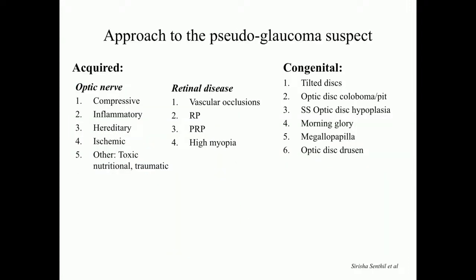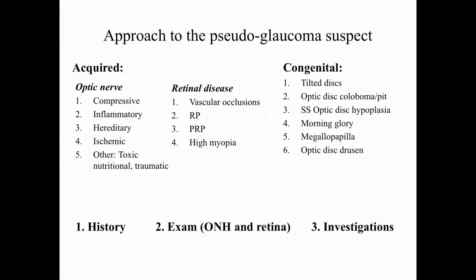So then how do you approach the pseudoglaucoma suspect? We go back to our main history, exam, and investigations. So now that you have this list, always be thorough on your history. When you examine, of course, you're going to do an optic nerve head and a retina exam, but I write it here because you have to do an intentional optic nerve head exam looking for the congenital disc anomalies and looking for atypical features that may indicate that this is not glaucoma, such as pallor, for instance.